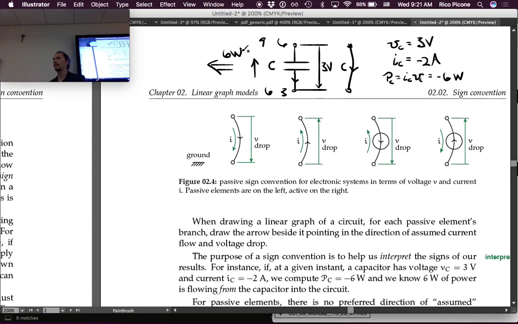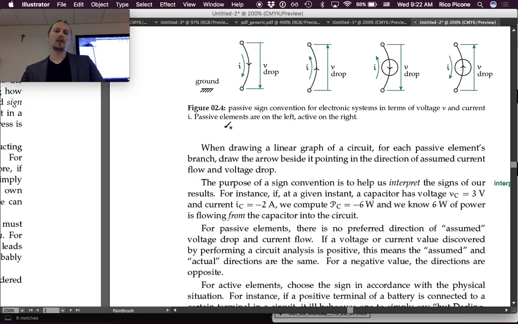Okay. Does that make sense? That makes a little bit more sense. Cool. When the capacitor is charging, power's going to be flowing into the capacitor. Cool.